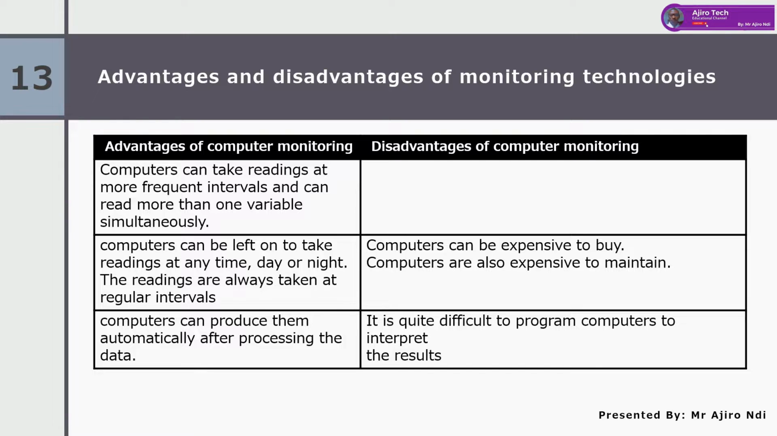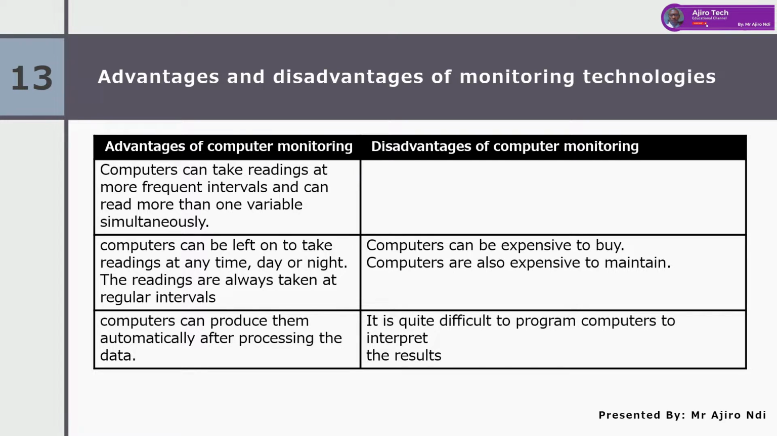Now, another point is computers can produce graphs automatically after processing the data. What about for humans? Let's talk about humans. If a computer can process them automatically after processing the data, for humans it takes time for people to draw an accurate graph.